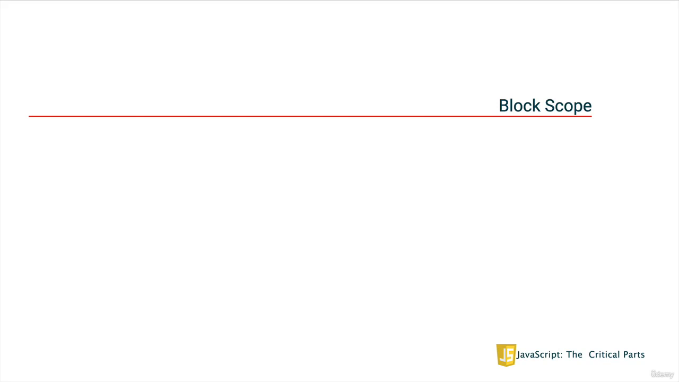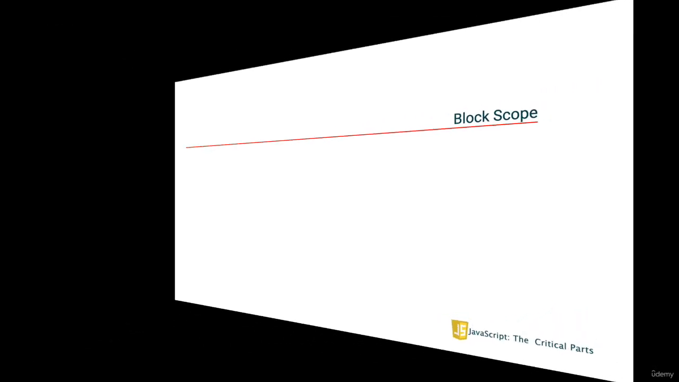So far, we have talked about global scope and function scope, but JavaScript also supports what we call block scope. And as you may know, this is handled by the keywords let and const. So let's talk a bit about block scope.